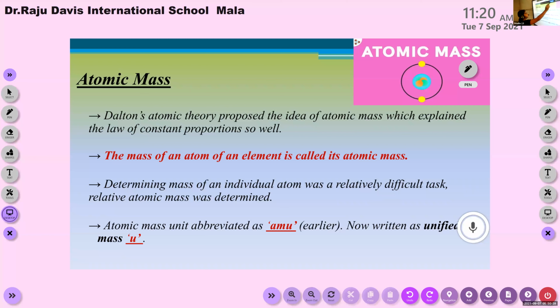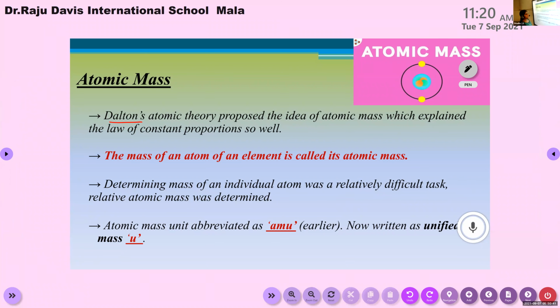Atomic mass. So before learning the atomic mass of different elements, we are going to learn how this atomic mass came. Dalton's atomic theory proposed the idea of atomic mass, which explained the law of constant proportion. In the law of constant proportion, we have learned that the elements that combine in a compound combine together in a fixed proportion by mass, right? That's according to the law of constant proportion or law of definite proportion.